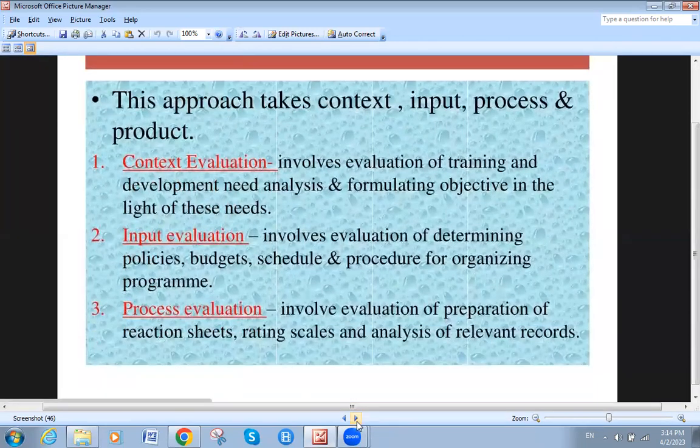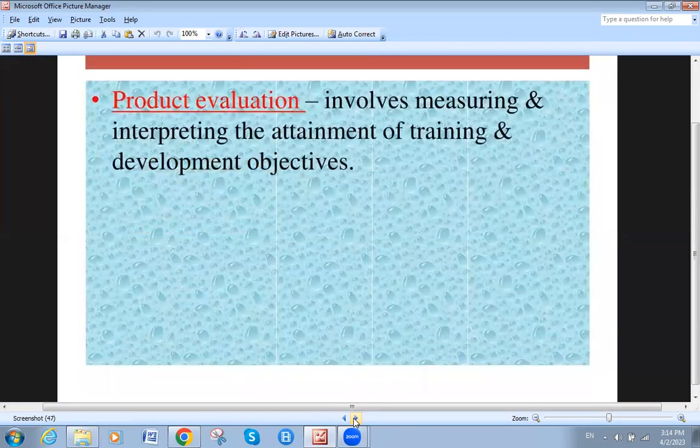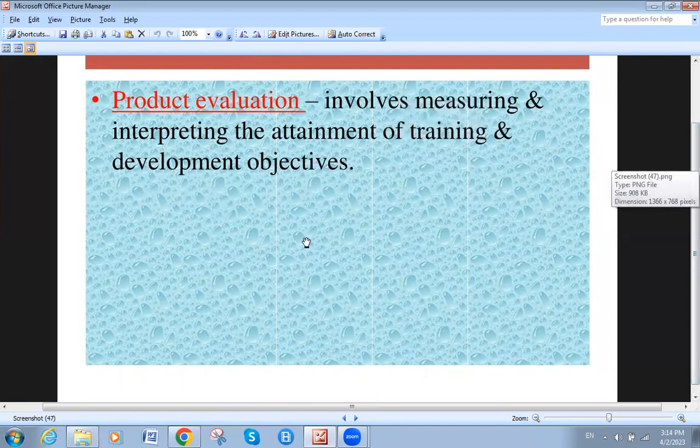So this is the second. The product evaluation, because we say CIPP, so we have P for product, involves measuring and interpreting the attainment of training and development objectives.